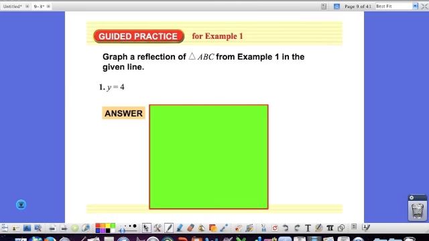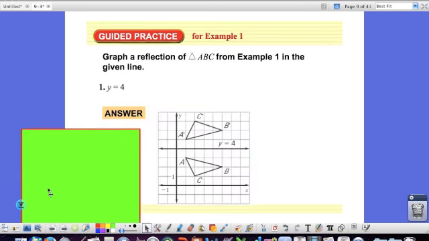I think in this example, when I pull this away, you can better see this drawn out. So A, as we said, is at 1, 5. C is at 2, 7. And B is at 5, 6.